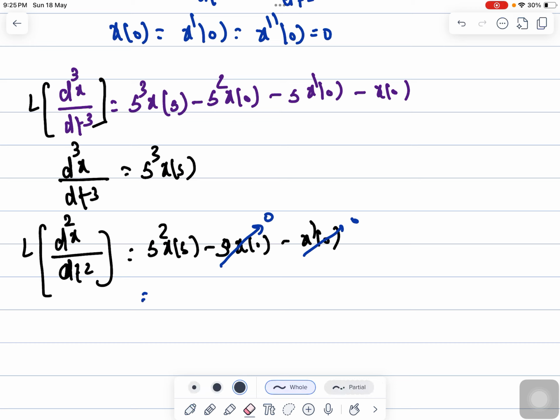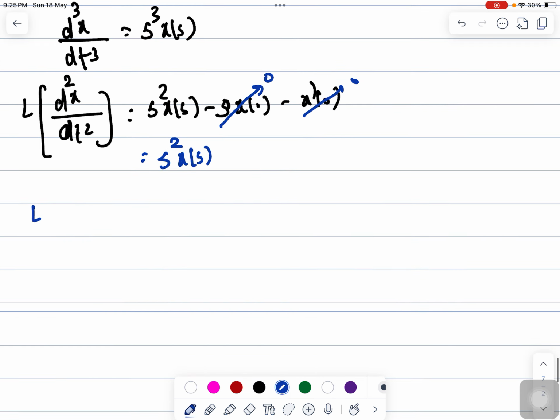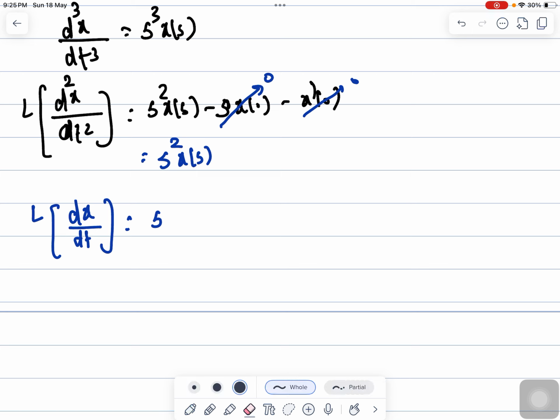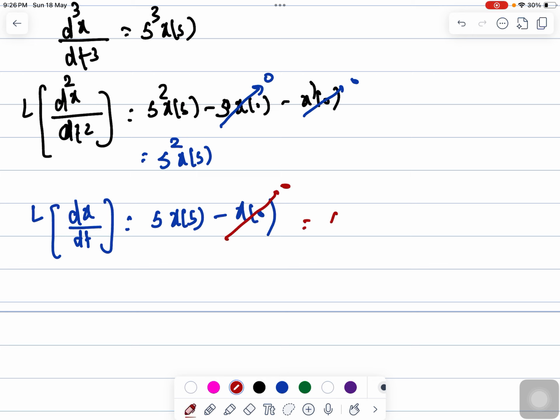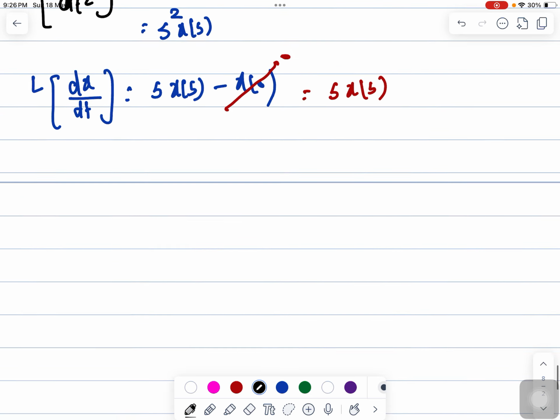s square X(s). And now if I want to write the Laplace transform of dx by dt, that can be written as s X(s) minus x(0), right? If this is 0, then you will be left with s X(s). Okay, so now you have all of these values.